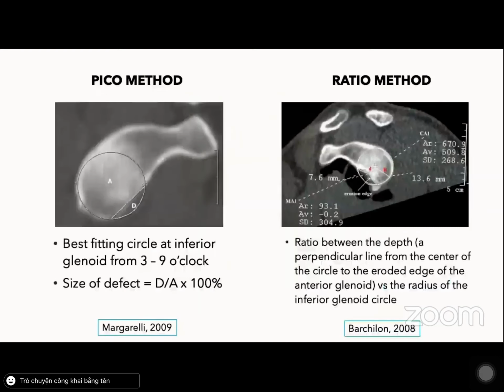If you do not have access to 3D formats, there are also other established measurement methods to quantify the degree of glenoid bone loss on sagittal CT reconstructions of the scapula, such as the PICO method and the ratio method.